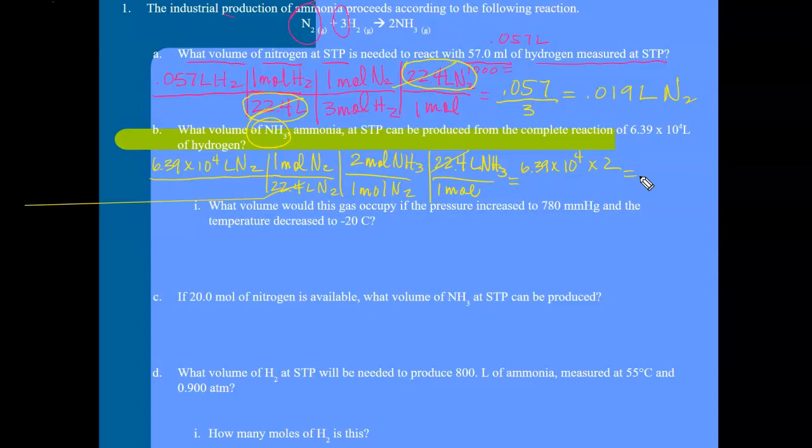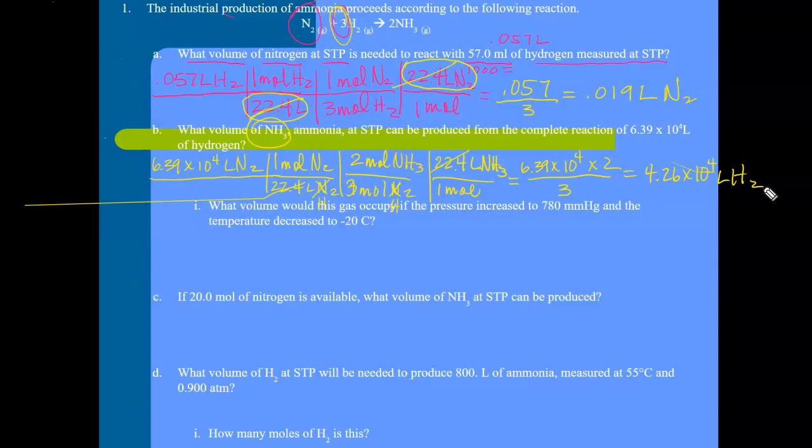Oh, did you guys notice I made a mistake here? This should be hydrogen, and that means this should be hydrogen, and that means this cannot be a 1. It has to be a 3, so that should be a 3 there. So this should be divided by 3. I'm sorry for that mistake, everybody. So 6.39 times 10 to the 4 times 2 divided by 3, and I end up with 4.26 times 10 to the 4 liters of NH3. So that's what we get for our answer.